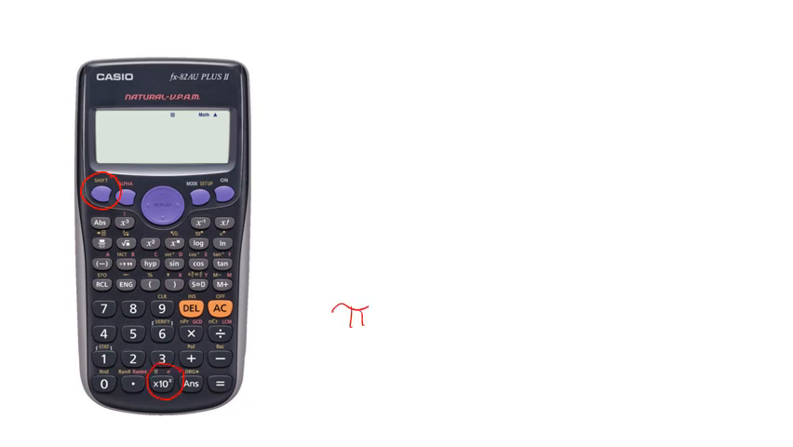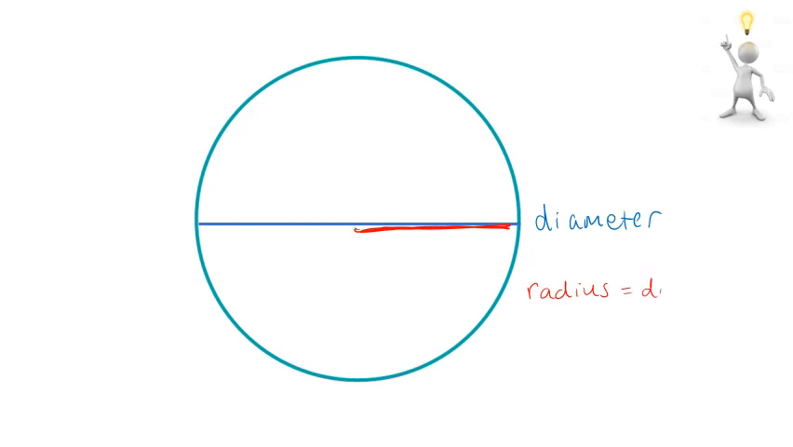It's important to remember that when finding the circumference, we always use the radius. Sometimes a question might trick you and they'll give you the length all the way across. This is called the diameter. But if we're given this, we need the radius. So the radius is halfway across. So the radius is the diameter divided by 2.